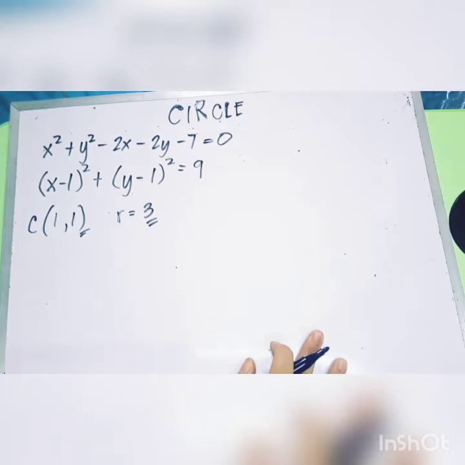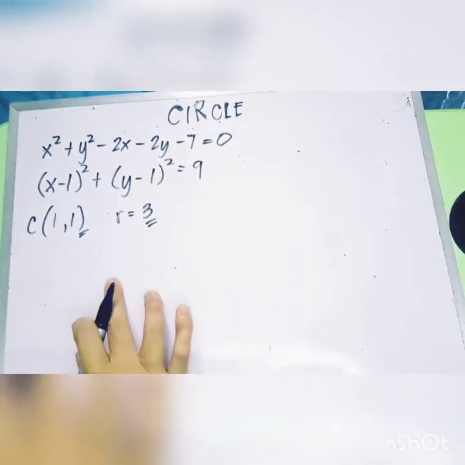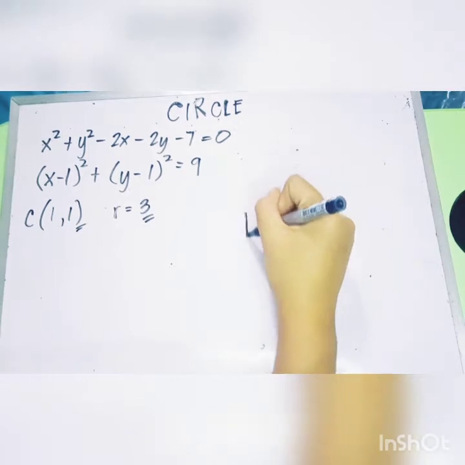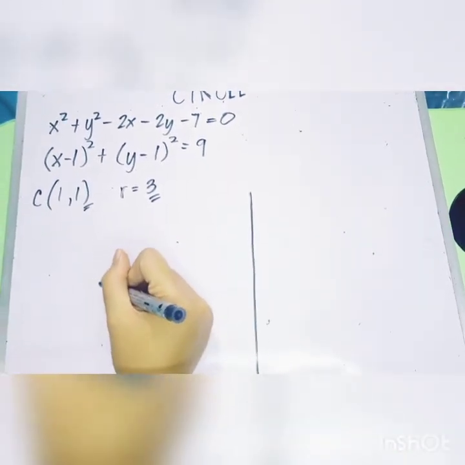Because we all know that the radius is a constant distance from the center. Okay? By having this radius, we can have a circle. Okay? Let's draw a Cartesian plane.